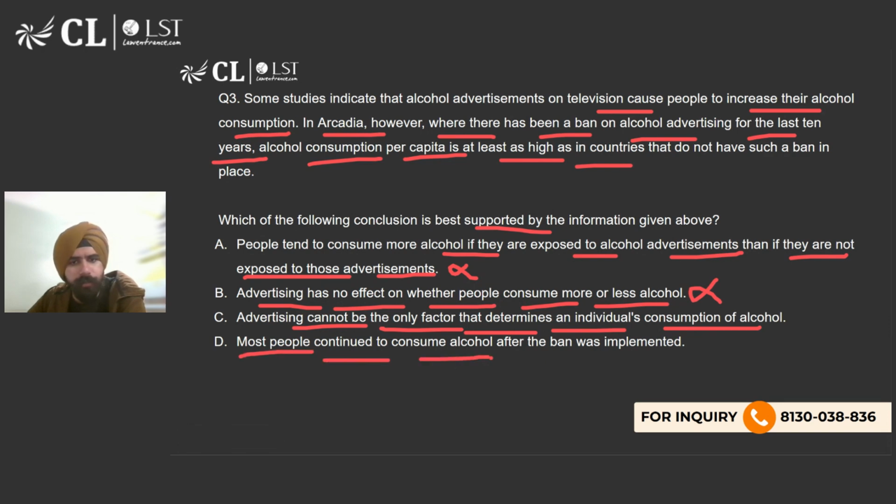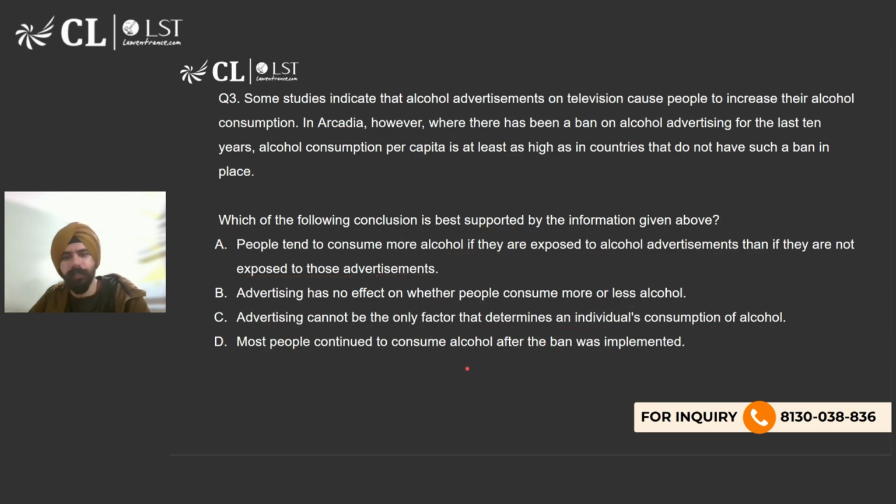Most people continued to consume alcohol after the ban was implemented. Again, we don't know most people and their alcohol consumption pattern after the ban or before the ban, so we don't have enough data on that.